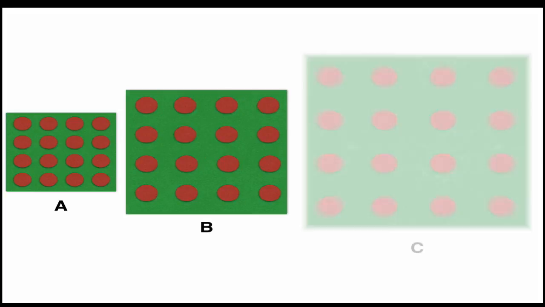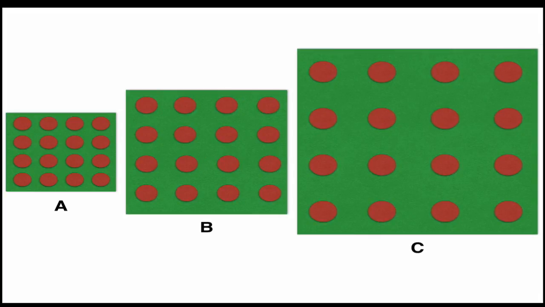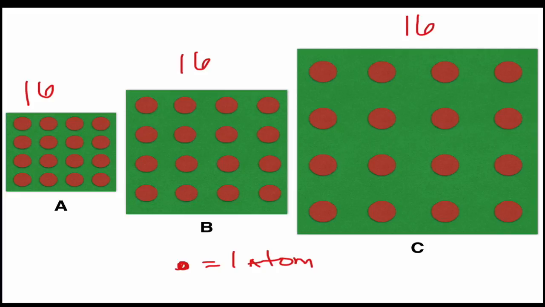To give you another example, compare these three objects. At first glance, you can clearly see they're different sizes, but if I were to say that one red dot equals one atom, okay? Now we can't see atoms, but let's just pretend we could. If I did my math correctly, there are 16 atoms in block A, and there are 16 atoms in this one, and there are 16 atoms in this one as well.